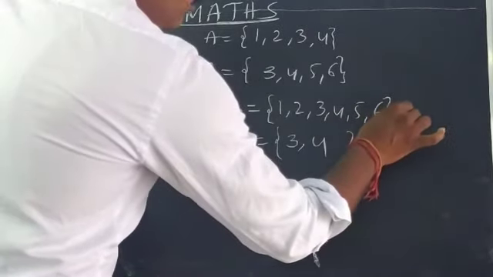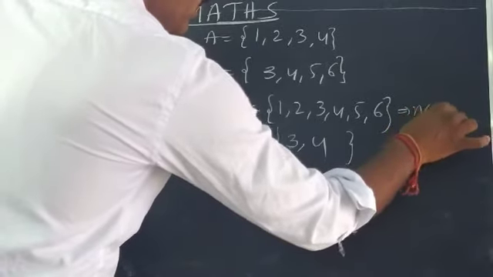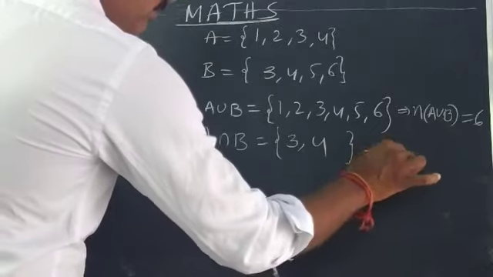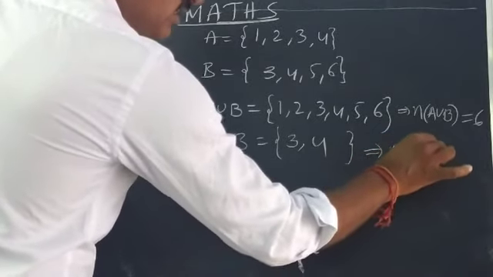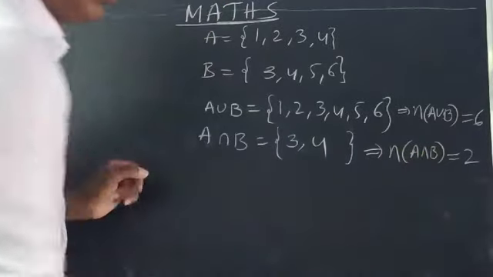Now I will find the number of elements in A union B. How many elements are there in this set? 6 elements. So the number of elements is 6. Here also I am going to find the number of elements in A intersection B. How many elements are there? 2. So the number of elements in A intersection B is 2.